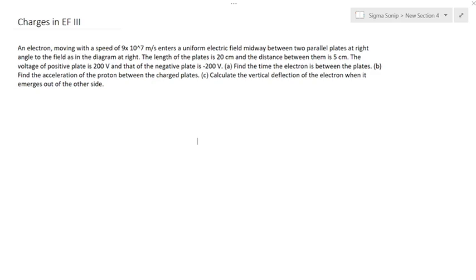Okay, in this video we are going to look at one more type of question here. So what is happening is that an electron moving with a speed of 9 times 10 to the power 7 enters a uniform electric field midway between two parallel plates. So let me draw the diagram here. I think it will be more clear.